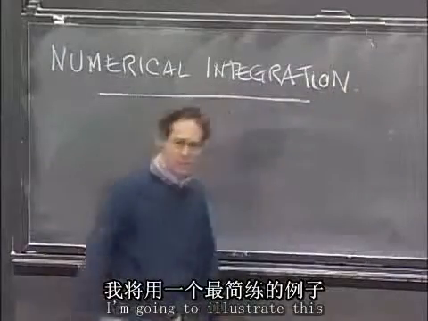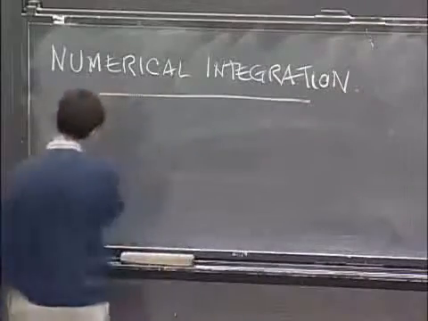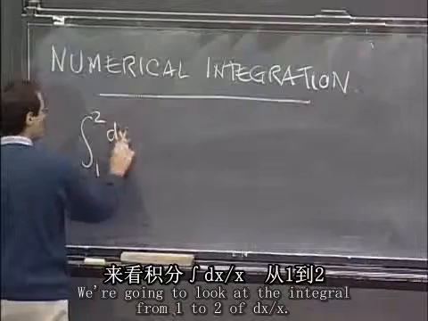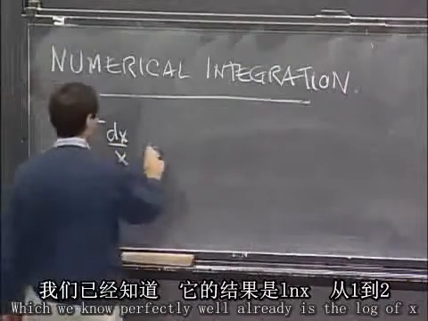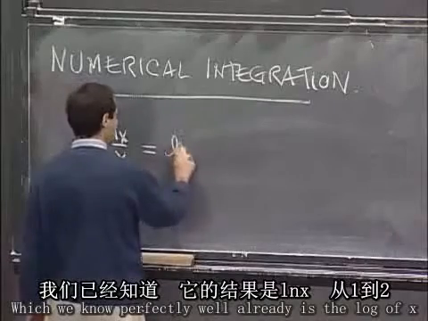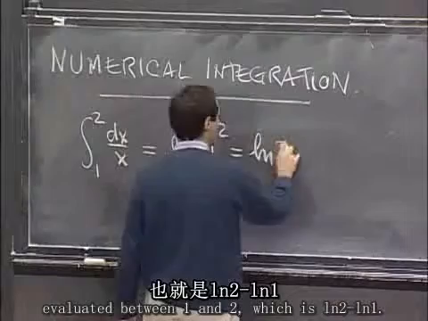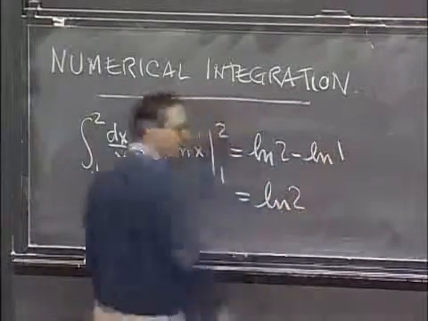I'm going to illustrate this just with the simplest example that I can. We're going to look at the integral from 1 to 2 of dx over x, which we know perfectly well already is the log of x evaluated between 1 and 2, which is log 2 minus log 1, which is just log 2.